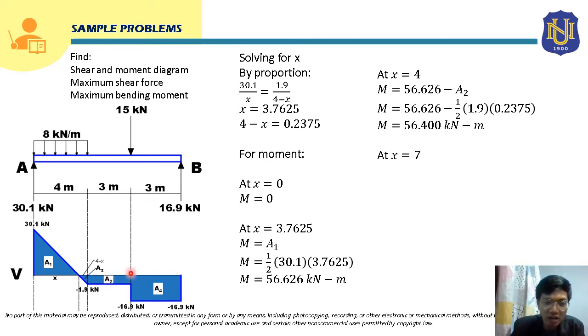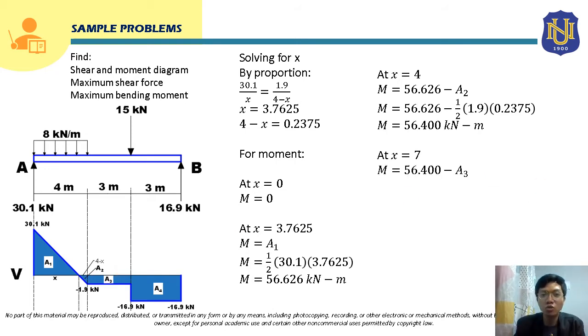Okay? Since we are already at this point, the area here, class, at this segment is area 3. This area 3 is actually the area of the rectangle here. So this is a rectangle wherein the height is 1.9, and the base here, class, is 3 meters.